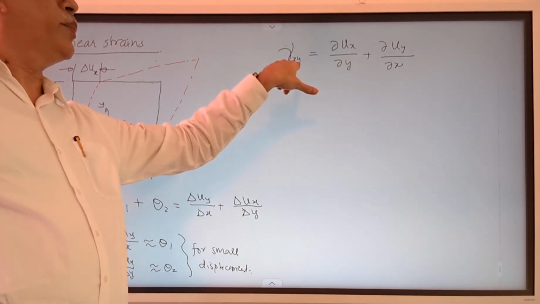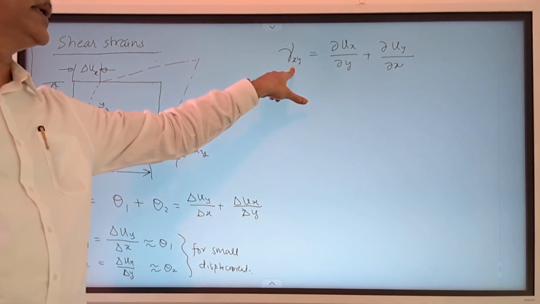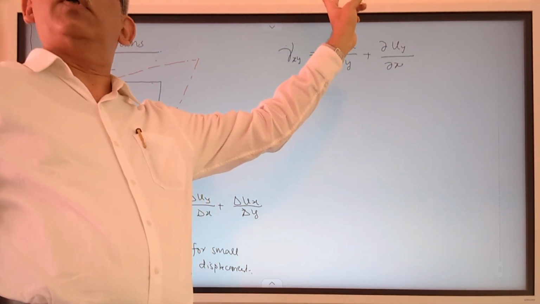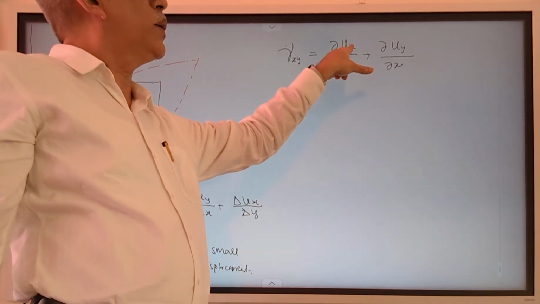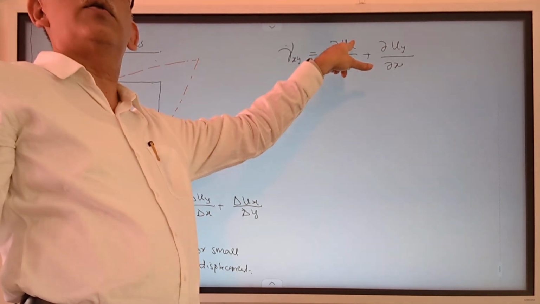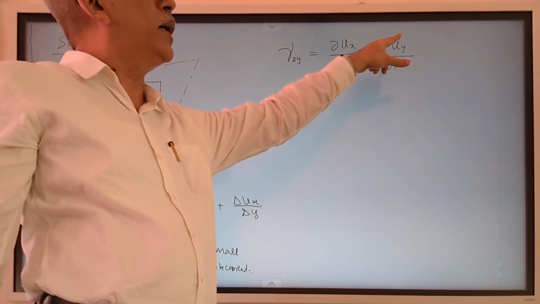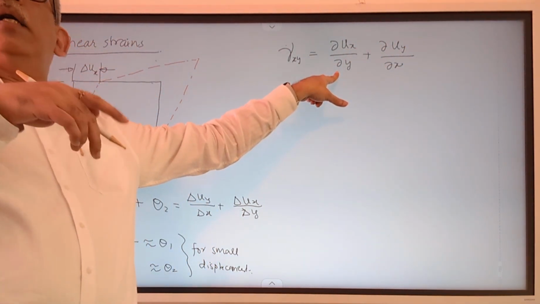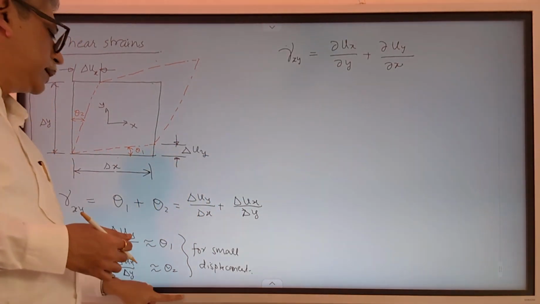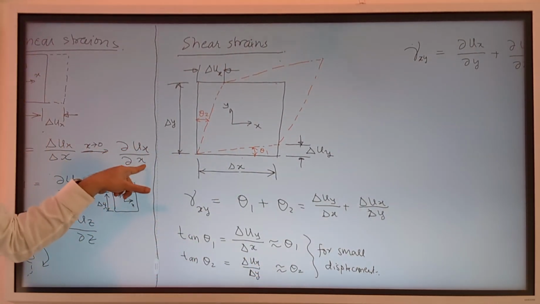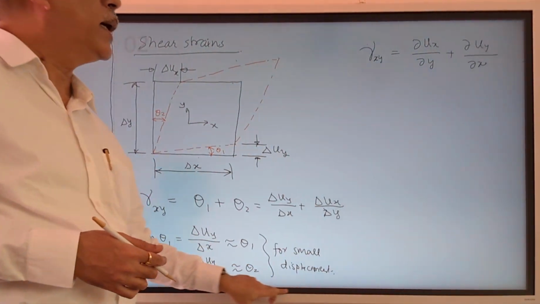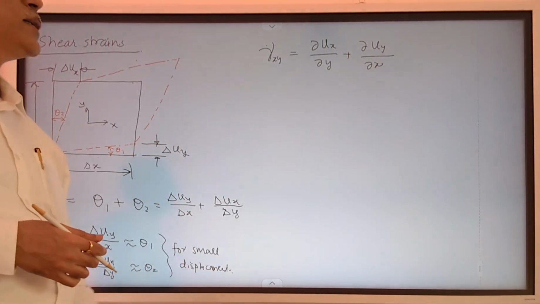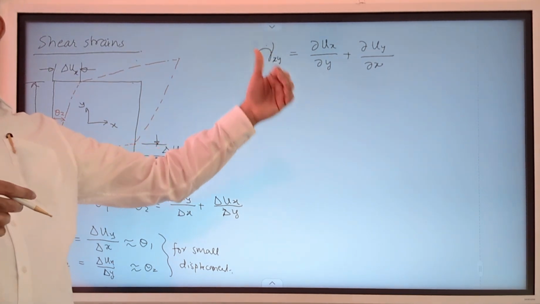It is easier to remember this way. Whatever the subscripts are, you have to take the displacements accordingly. So it is always a sum of two partial derivatives. The first one corresponds to the first subscript, the second to the second subscript, and the denominators become reversed. So unlike the linear strain where it was ux by x, here it is ux by y and uy by x. That is the relationship. Similarly, the other two can be written.